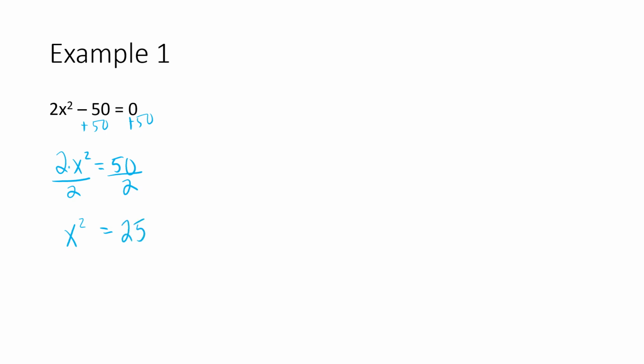Essentially what I'm looking for here is a number that when I square it will be equal to 25. Now here's where we want to be a little bit careful. I know that 5 times 5 is equal to 25, so I know that 5 squared will give me 25. But what is also true is that negative 5 times negative 5 would also give me 25, and that's negative 5 squared. So there's actually two answers to this.